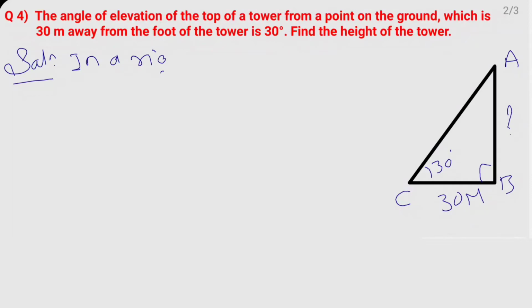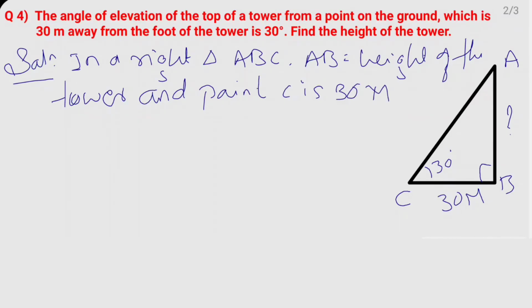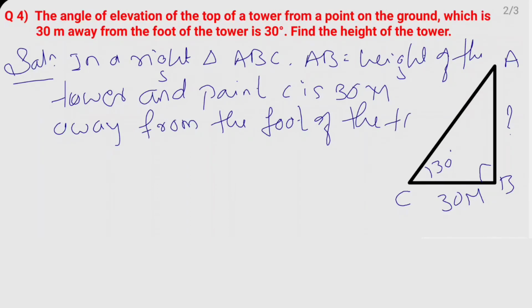in a right triangle ABC, AB equal to the height of the tower and point C is 30 meter away from the foot of the tower. BC is equal to 30 meter. Is it clear?